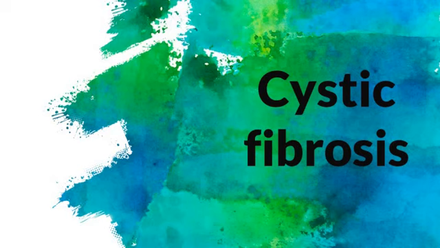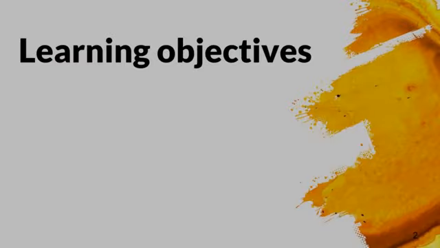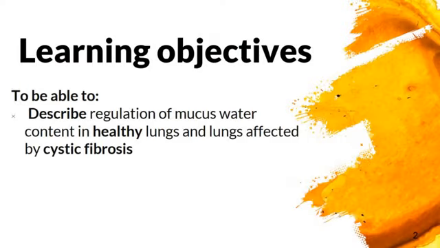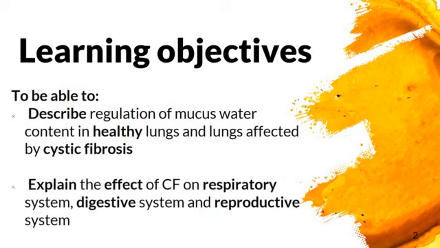Hi there, biology. Today we're going to have a look at cystic fibrosis. There's a couple of things that we need to learn how to do. The first one is to describe regulation of mucus water content in healthy lungs and also in lungs affected by cystic fibrosis. And the second one is to explain the effect of cystic fibrosis on the respiratory system, such as your lungs, digestive system, and your reproductive system.